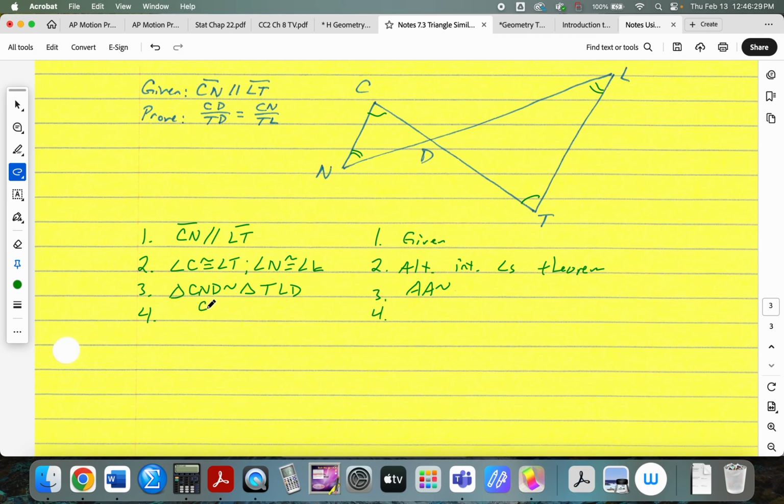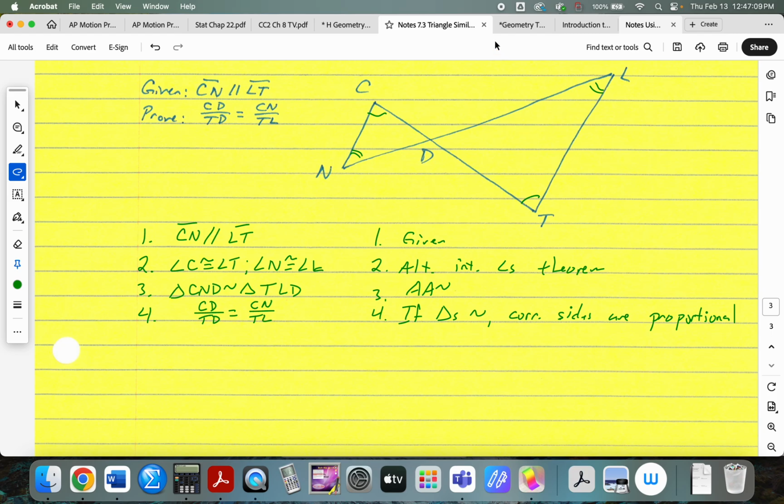Or I usually don't write it that way. I'll show you what I usually write. I usually say it this way. If triangles are similar, the corresponding sides are proportional. Okay?